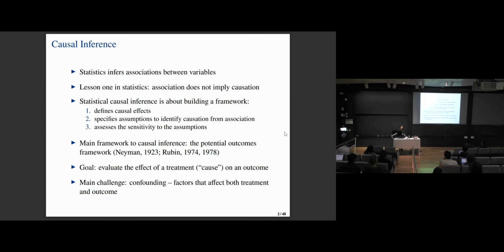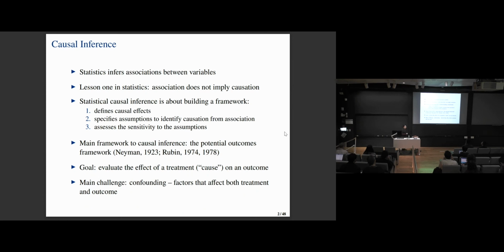Remember, without any assumption, you cannot say association is causation. But we cannot stop there. Causal inference gives you a framework. Once you define what a causal effect is, you can specify assumptions such that you can identify causation from association. And of course, whenever we have assumptions, they can be violated. So the third component, to me, is to assess the sensitivity, within this framework, to the violation of those key assumptions. This is what statistical causal inference is about.